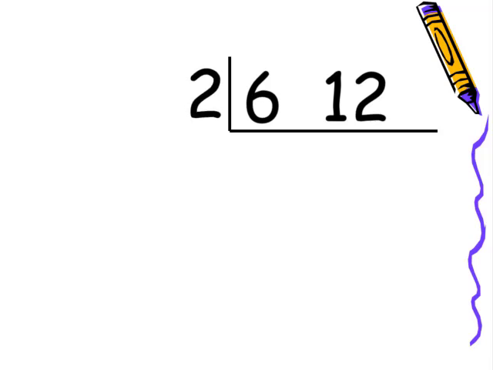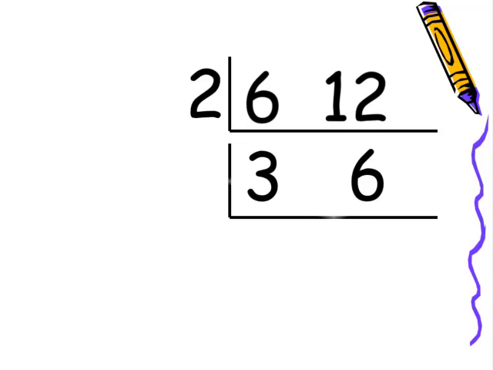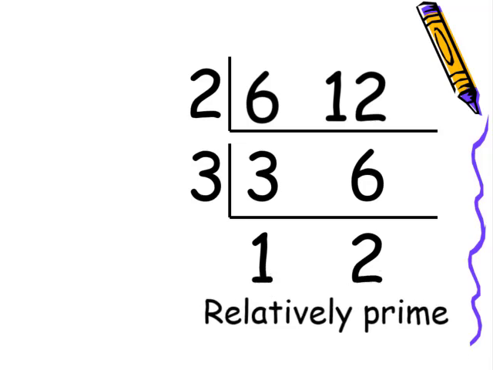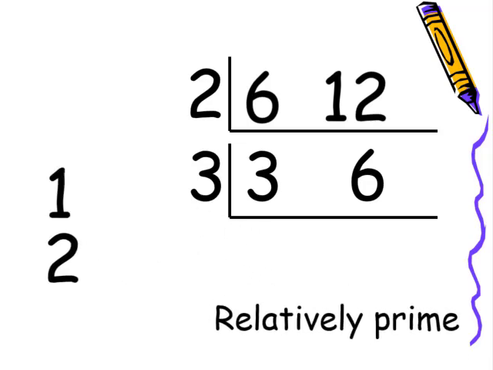6 divided by 2 is 3. 12 divided by 2 is 6. What number divides 3 and 6 evenly? 3. 3 divided by 3 is 1. 6 divided by 3 is 2. Since 1 and 2 are relatively prime, the reduced fraction is 1/2.